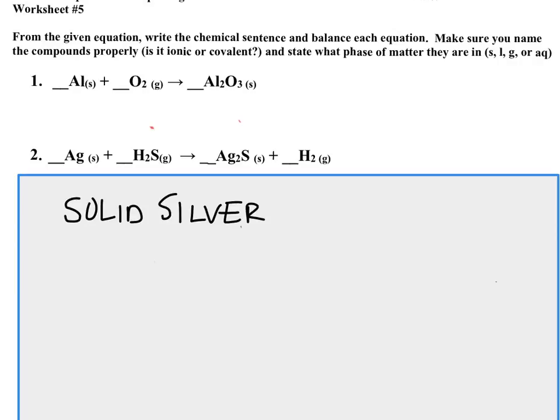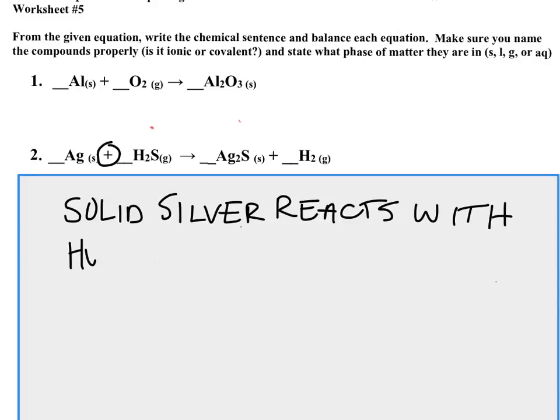And solid silver, because of that plus sign, is going to react with, so we say solid silver reacts with, and what's the next compound? Well, it's a gas, but it's H2S. Hydrogen is going to act like an ionic compound or a metal here because it's going to be a positive cation and a negative anion. So you can call that hydrogen sulfide. So we can say solid silver reacts with hydrogen sulfide gas. We'll write that in there. And again, that G in parentheses stands for gas.